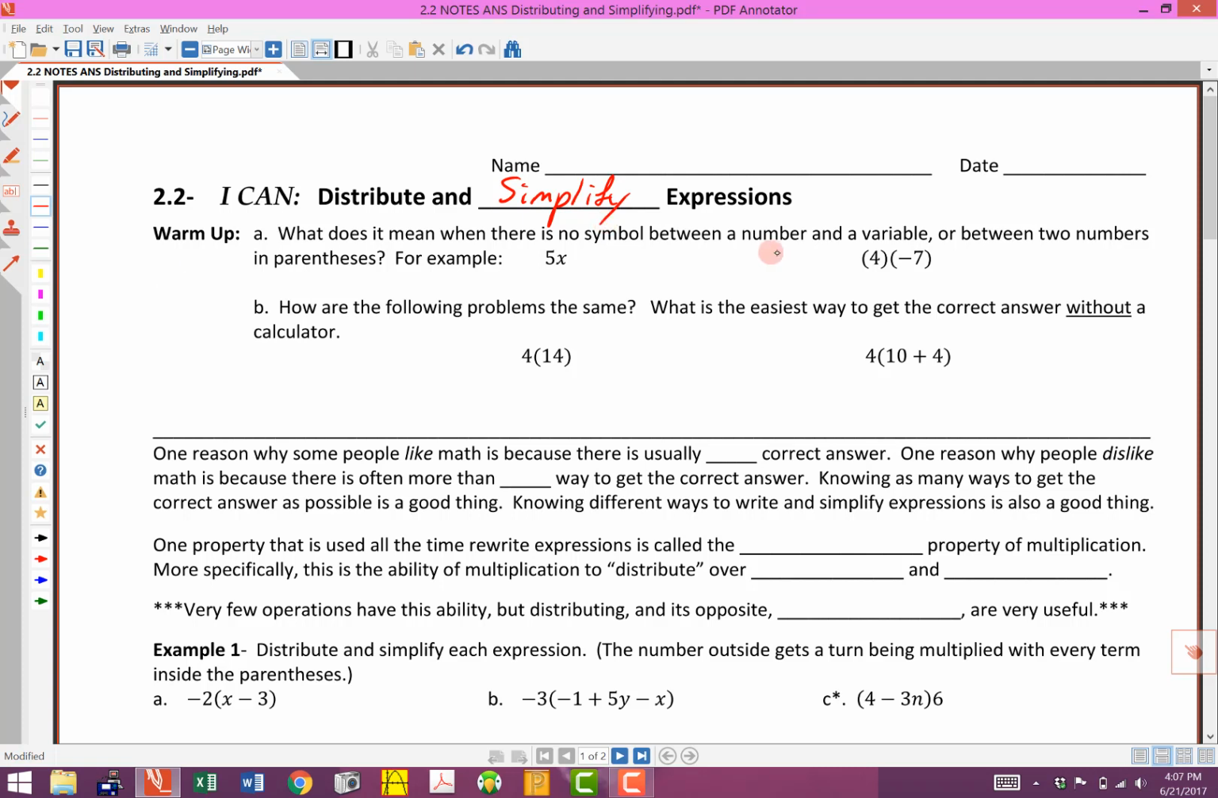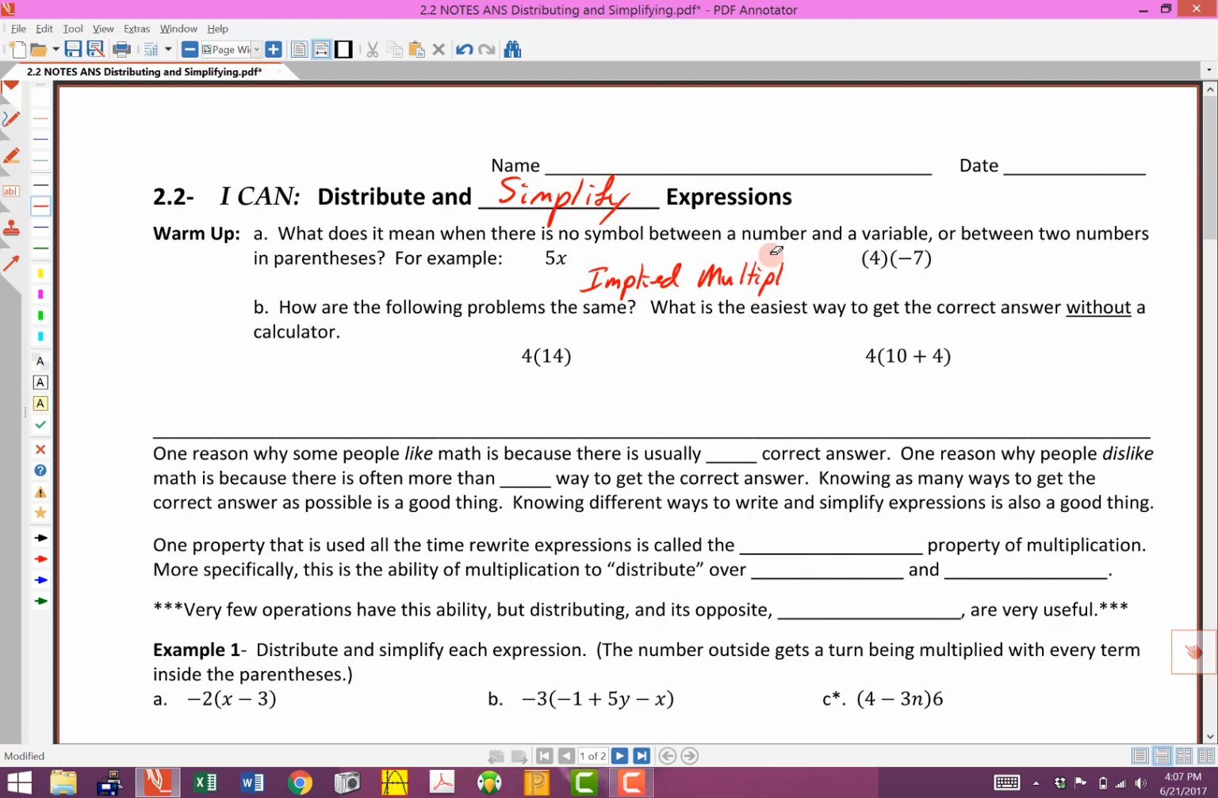Okay, and we're going to start with a warm-up. It says, what does it mean when there is no symbol between a number and a variable, or between two numbers that are in parentheses? So I've got two examples here. I've got 5x, and I've got 4 and then a set of parentheses and then -7. Hopefully you know this by now because we've been working with this a lot and we've been using these words a lot. This is implied multiplication.